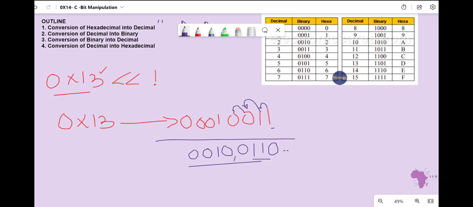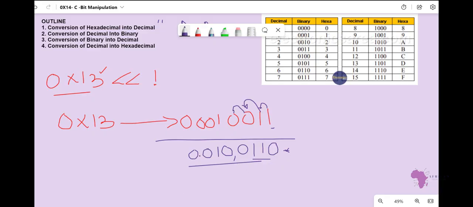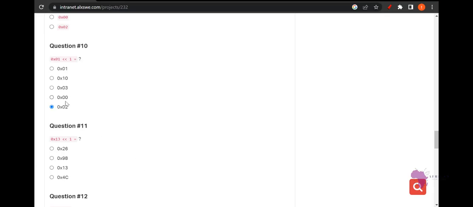So now this one is in binary, but our answers are in hexadecimal. So we have to convert to hexadecimal. When you convert this to hexadecimal, I will ask you to do it by yourself, because I've shown you how to do it actually. So we'll just try it by yourself. It will give us something equivalent to 0x26, like this. So let's get to our answers and see. So we'll have our answer to be this one.